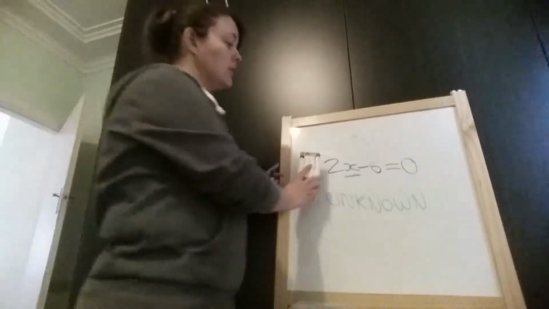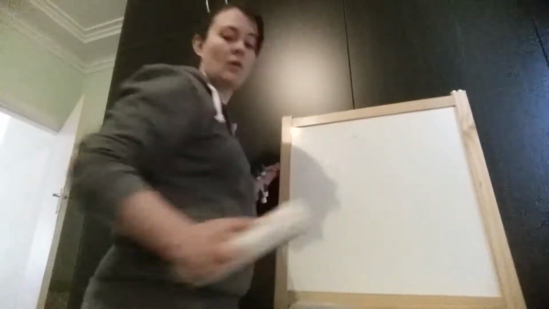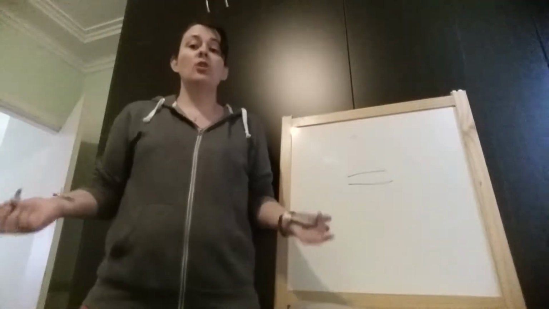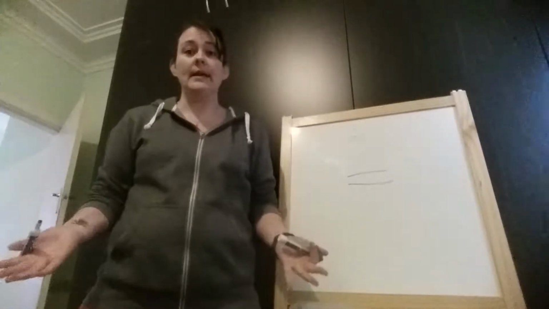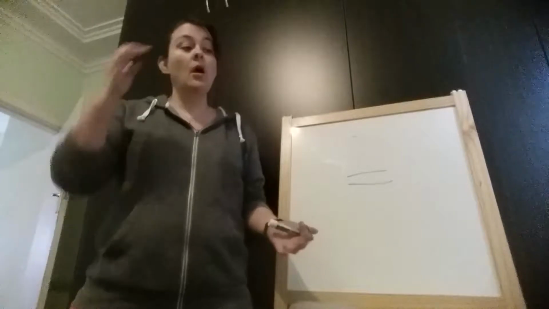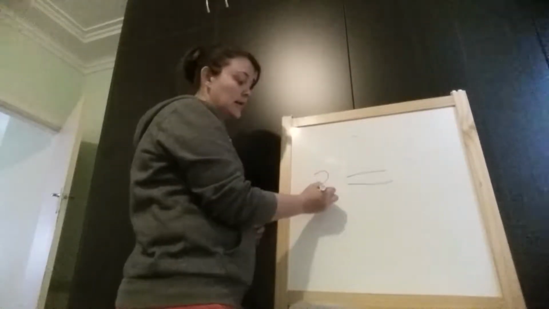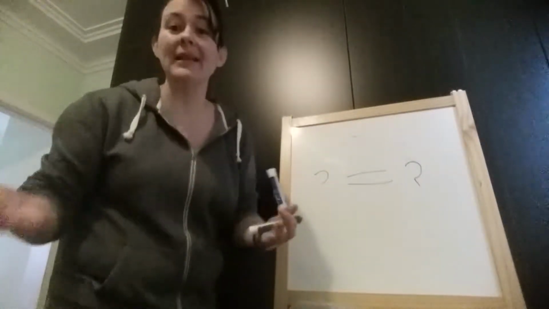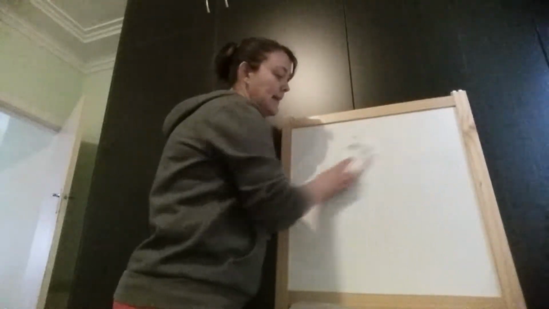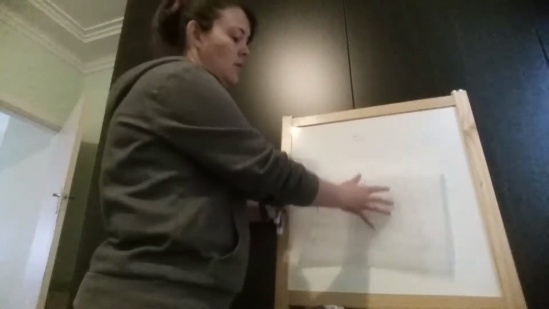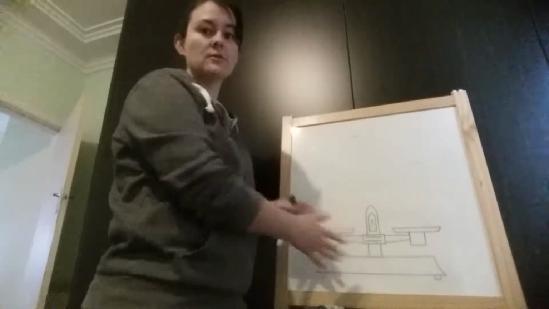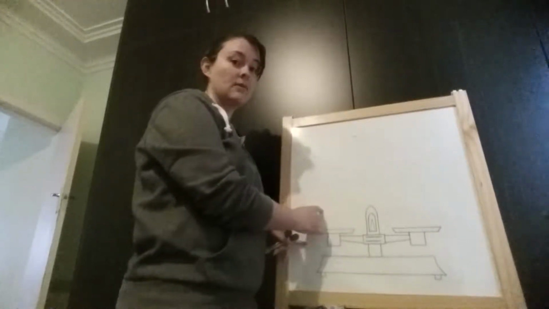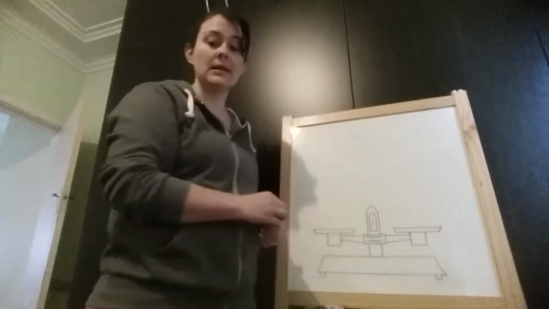So first, we're going to look at what this symbol means. So everyone knows it's an equal sign, but what does an equal sign mean? Basically, it means that whatever is on this side has to equal whatever's on this side. So it's like a balance. So you can think of it like it's a scale. So here we have some scales. So for the scales to be equal, whatever's on this side of the scales needs to be equal to whatever's on this side of the scales.